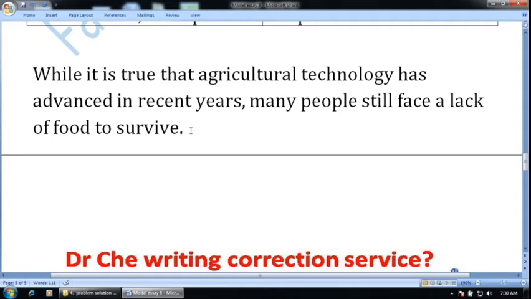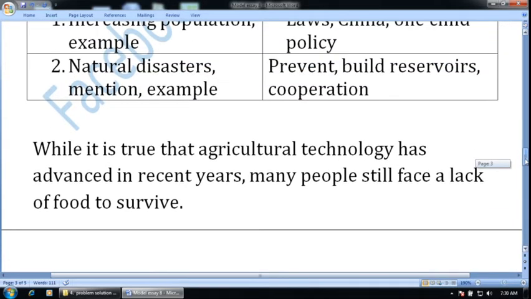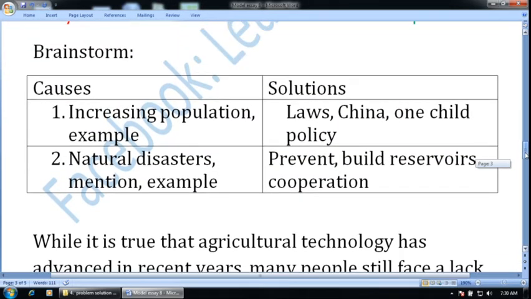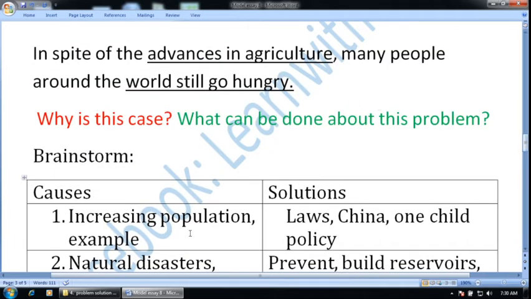Then I would mention my main ideas for causes, and then just give a general statement that there are solutions. So my problems are pollution and natural disasters.